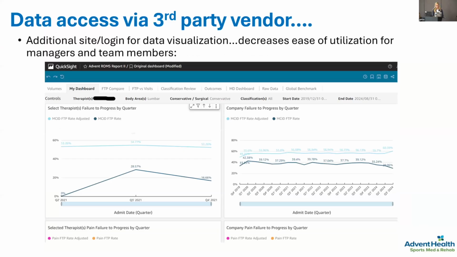So where engagement drops off dramatically is with the additional login to a third-party vendor data site. This is just one image of a page on our current data visualization platform. It's helpful data, of course, and information, but it requires time outside of the busy clinician's workflow, and its distance from the front line leads to disengagement. We need to do better than this, and we can.